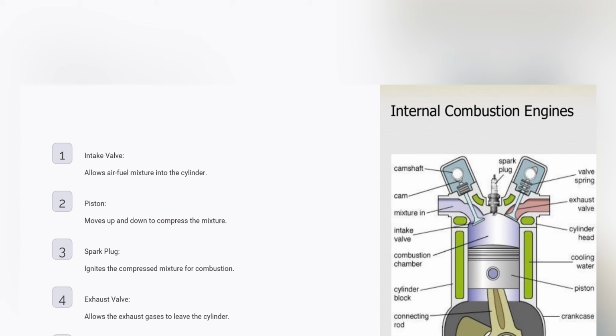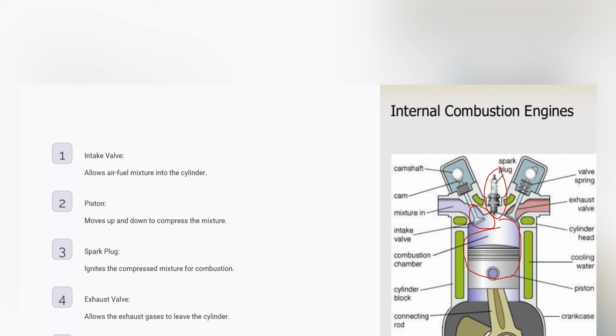Here we can see 5 points: intake valve, piston, spark plug, exhaust valve, and crankshaft, with their brief definitions. What is the intake valve? This is the intake valve, located here, which allows the air-fuel mixture into the cylinder. Piston. This is the piston, which moves up and down. The piston moves up and down to compress the mixture. The spark plug ignites the compressed mixture for combustion. This is the spark plug, which is located at the center of the intake valve and the exhaust valve.